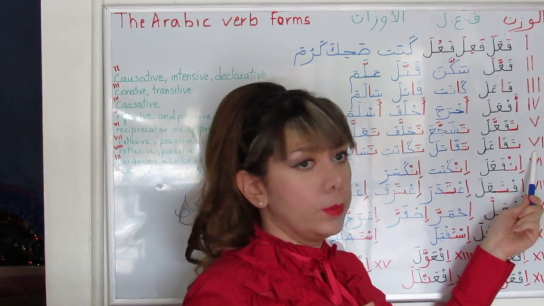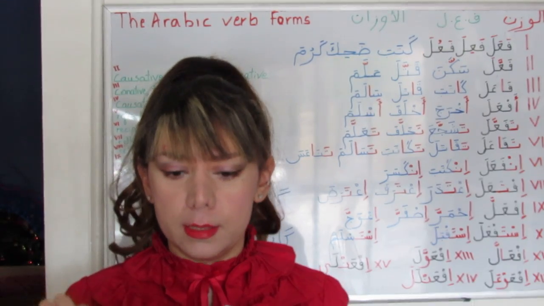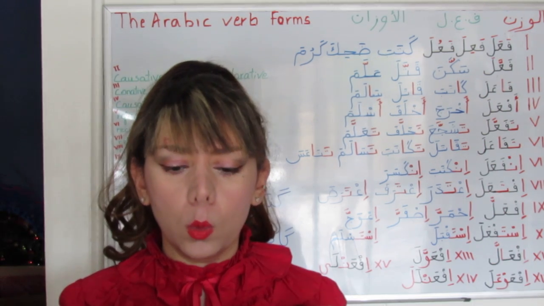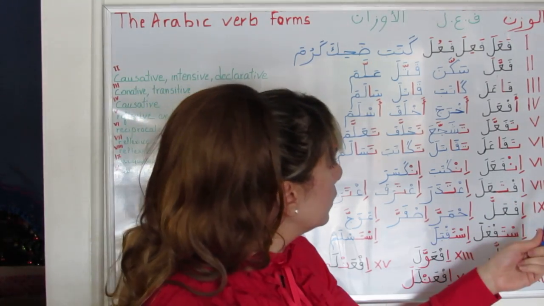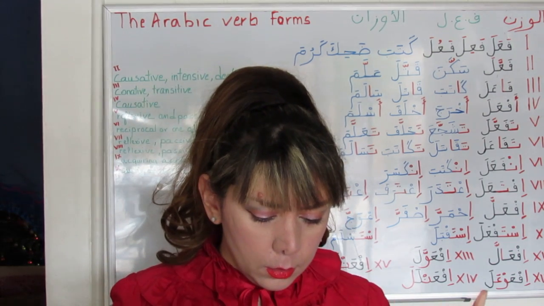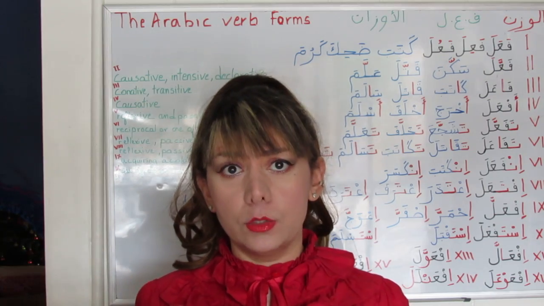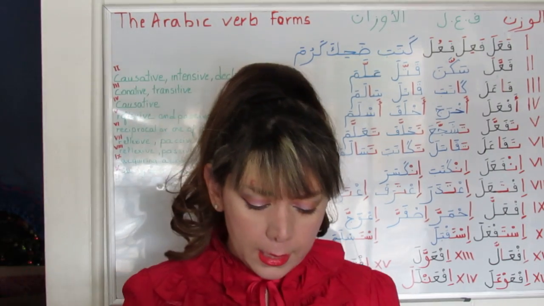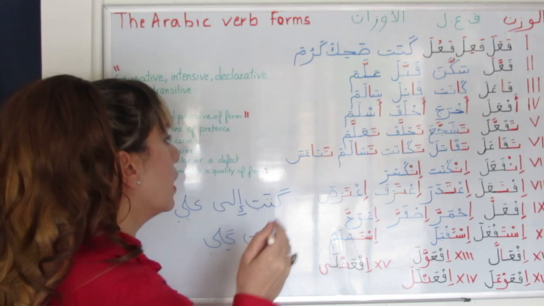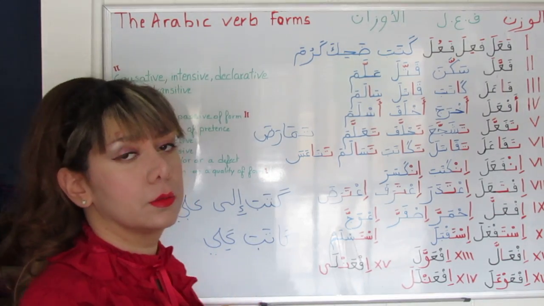Here, الوزن السادس, form number 6, تفاعل. This form is formed by prefixing ta to form 3. The meaning this form imparts is reciprocal or one of pretense. For example, تقاتل, it means to fight with one another. تكاتب, to write to each other. تسالم, to make peace together. تناعس, it means to pretend to sleep. And there is another one, تمارض, it means to pretend to be ill or sick.